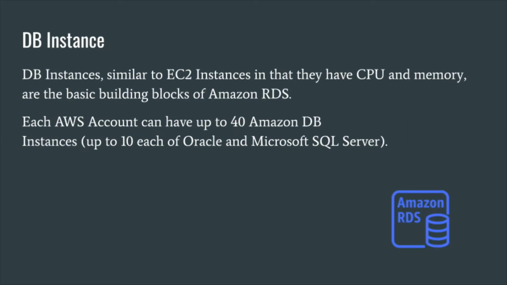DB instances, similar to EC2 instances in that they have CPU and memory, are the basic building blocks of Amazon RDS. Each AWS account can have up to 40 Amazon DB instances.